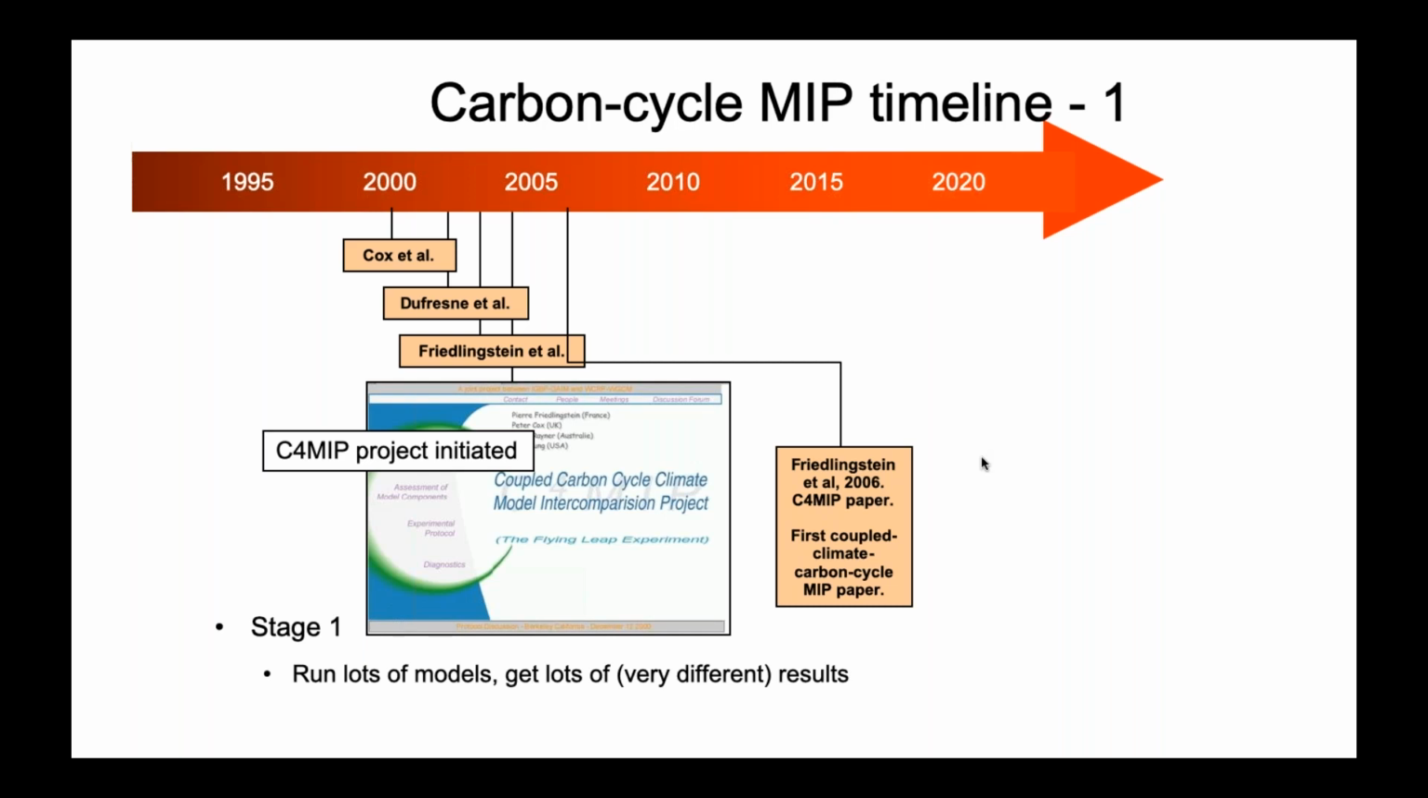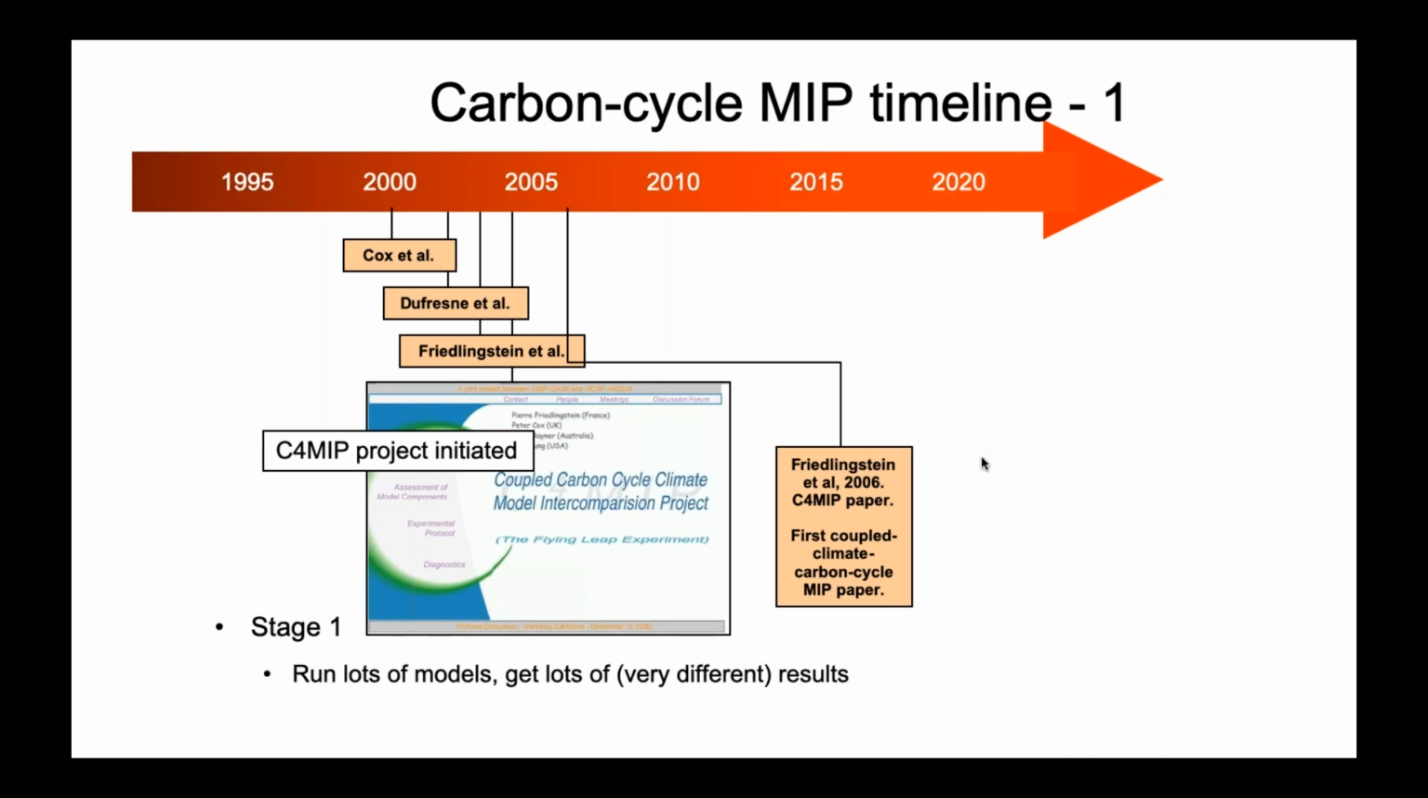So it's a little bit confusing. C4MIP is both an ongoing activity, but I'll also use it to refer to this first generation, and subsequent generations were part of the wider CMIP activity, so the CMIP5 and now CMIP6. So hopefully that makes sense.